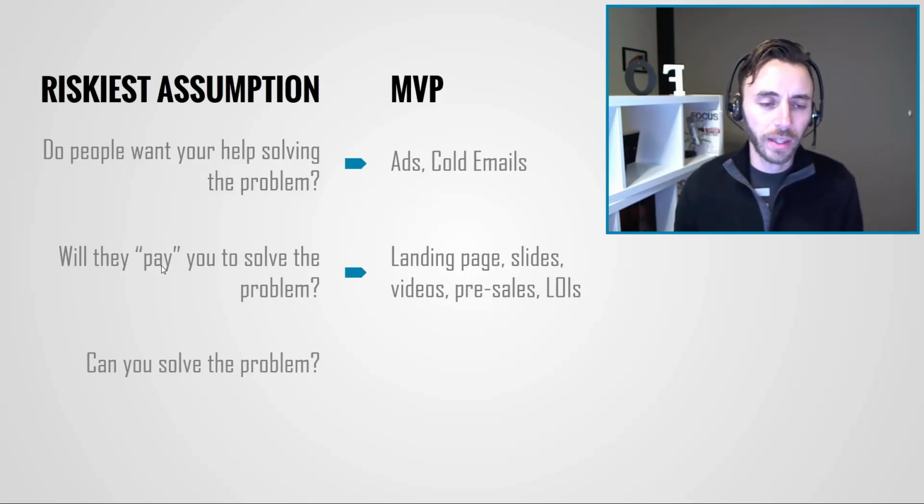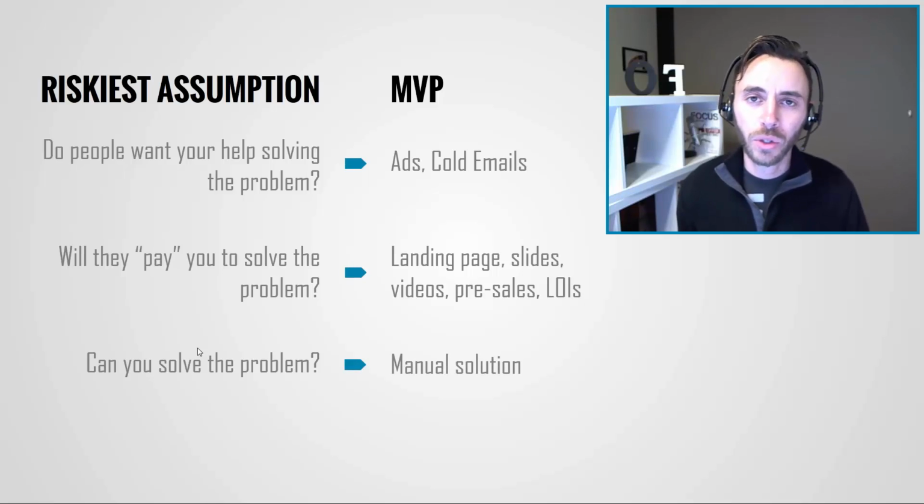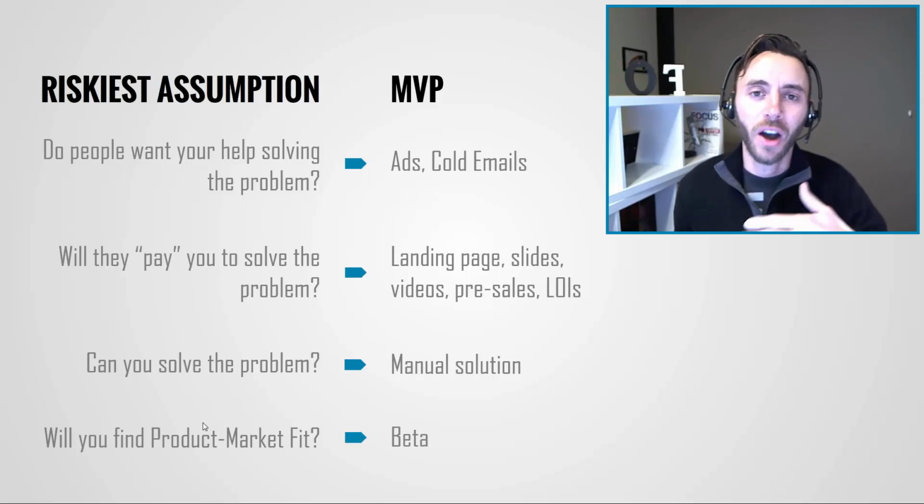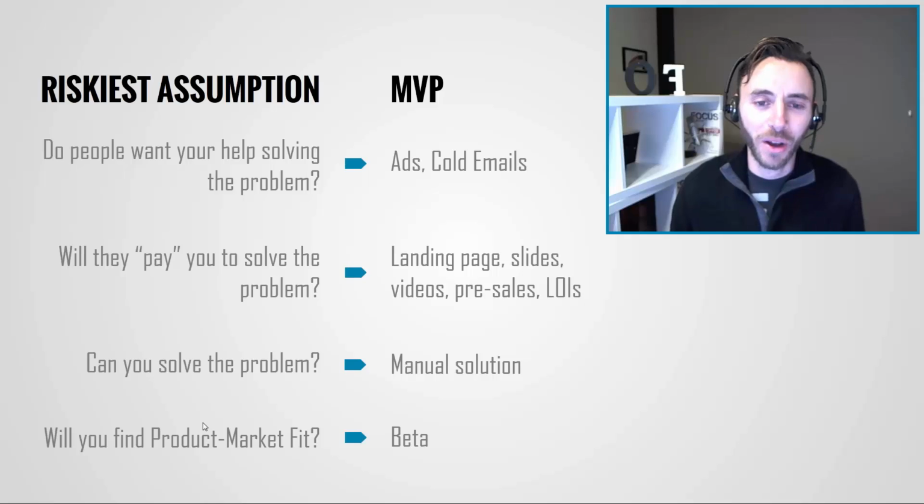Like, okay, we've proven that people will pay, but can we actually solve the problem? In that case, you'd use a different type of MVP. You'd build a manual solution to the problem. And then the same goes for the next step. Well, can you find product market fit? Again, a different style of MVP comes into play here. Now we actually automate the solution. We build a beta product. So it's only here that we start building a beta version, a piece of software.